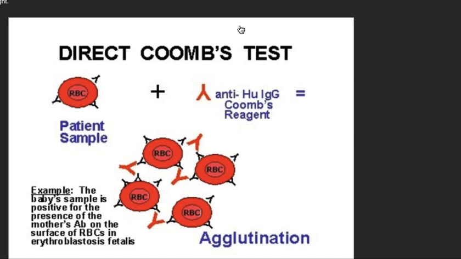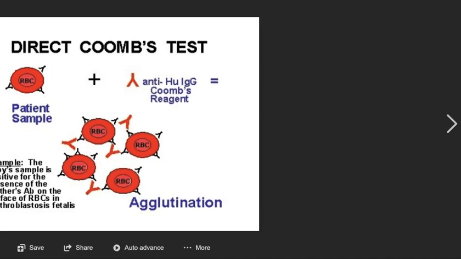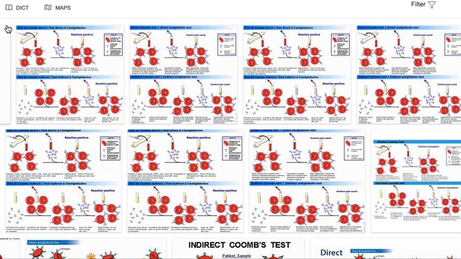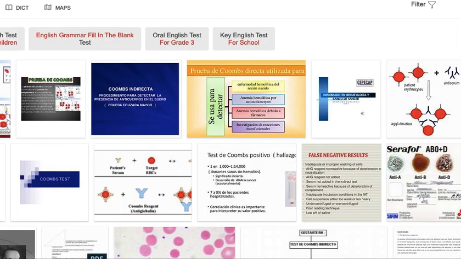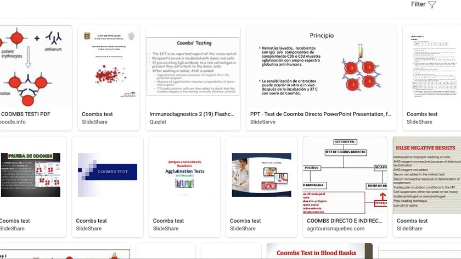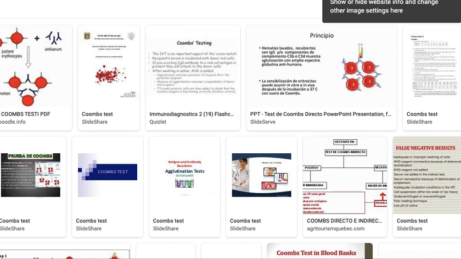There are photographs here which explain both direct as well as indirect tests. Sorry, this is in some other language. I don't know what's going on. Maybe it's due to bad VPN. Okay, guys, wait. I'm going to switch it to English. Sorry about that.